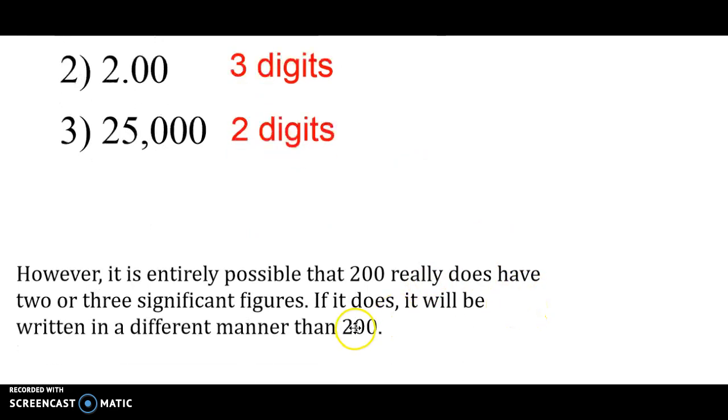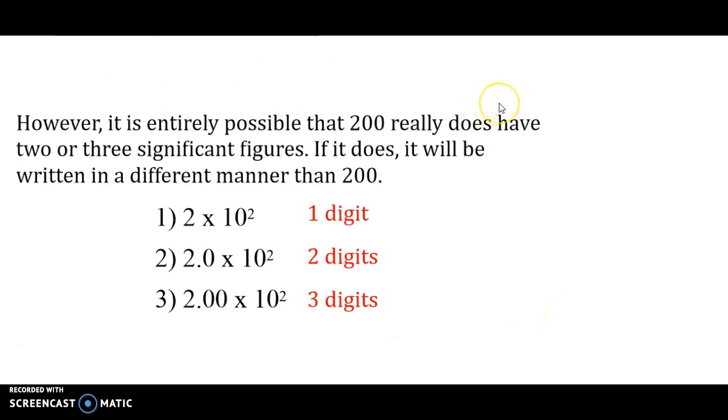So we can't write it as simply 200. This is what we use scientific notation for. So in all these cases, we're describing 200. But what this is doing is it's giving us the exact amount of significant digits. So 2 times 10 to the 2 is 200, but this is writing it as 1 digit very clearly. 2.0 times 10 to the 2 is writing it specifically as 2 digits. 2.00 is specifically writing it as 3 digits.